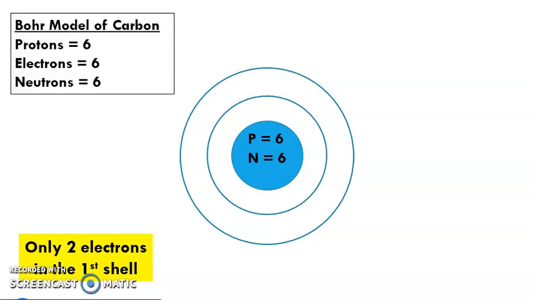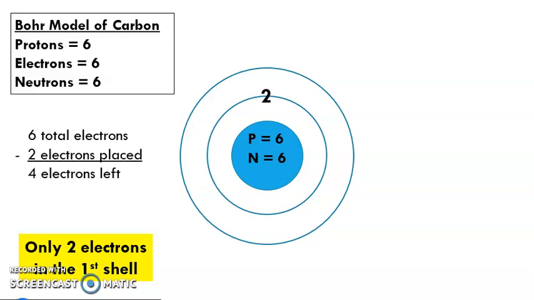Now, you can't put anything more than what's allowed on an energy level. So we're going to have to simply note that on this first energy level, this first shell, there are 2 electrons. What does that mean for the rest of the atom? Remember, we have 6 total electrons to place, but we've already placed 2 of them. That means that we have 4 electrons left to put into my model of the atom.